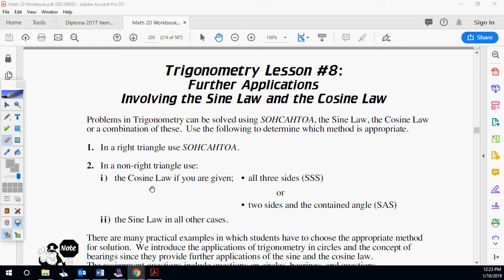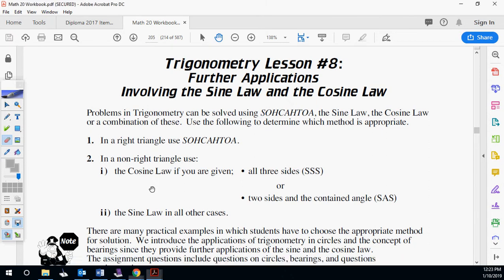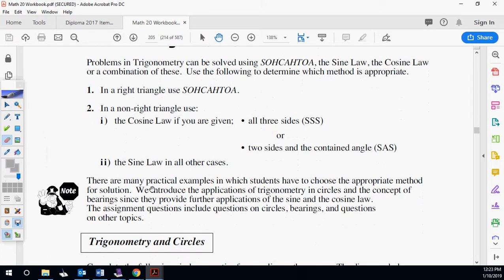Lesson 8. So, further applications. The application sections, the units we usually typically have, using sine law and cosine law. A couple things to review just to make sure that we're aware of. SOHCAHTOA and sine, cos, and all those things are only for right triangles.